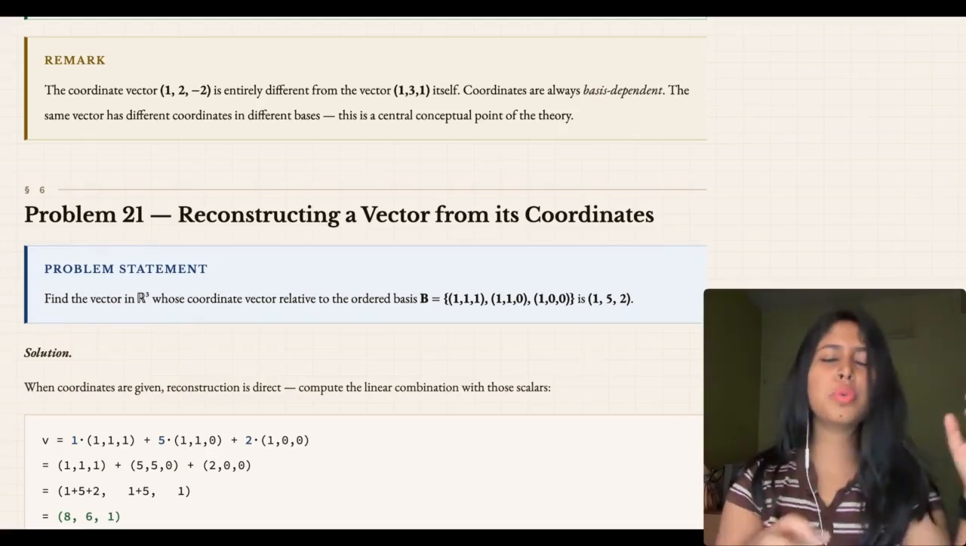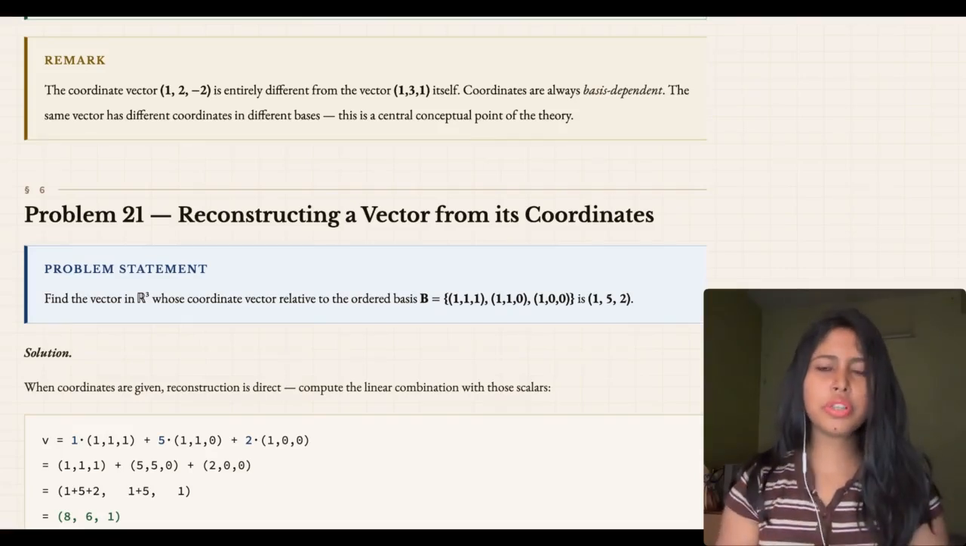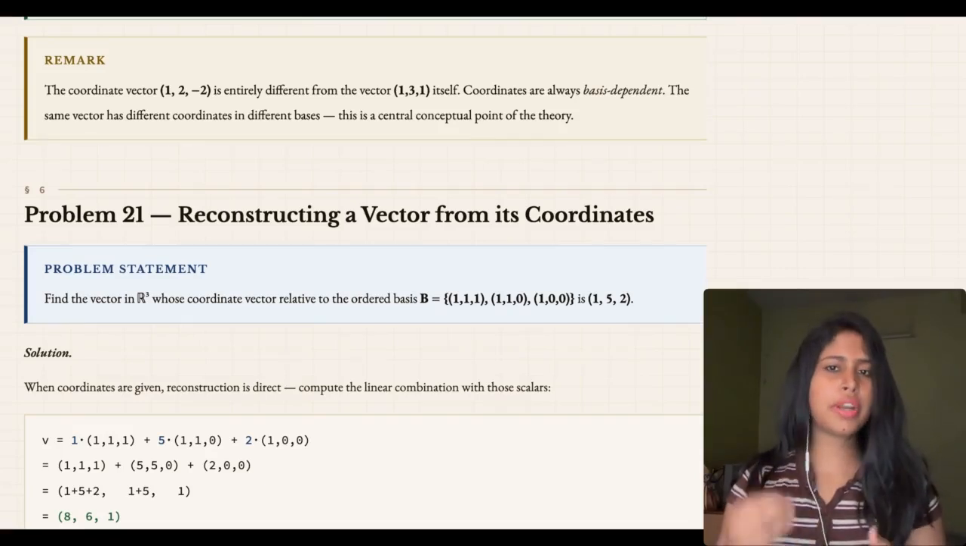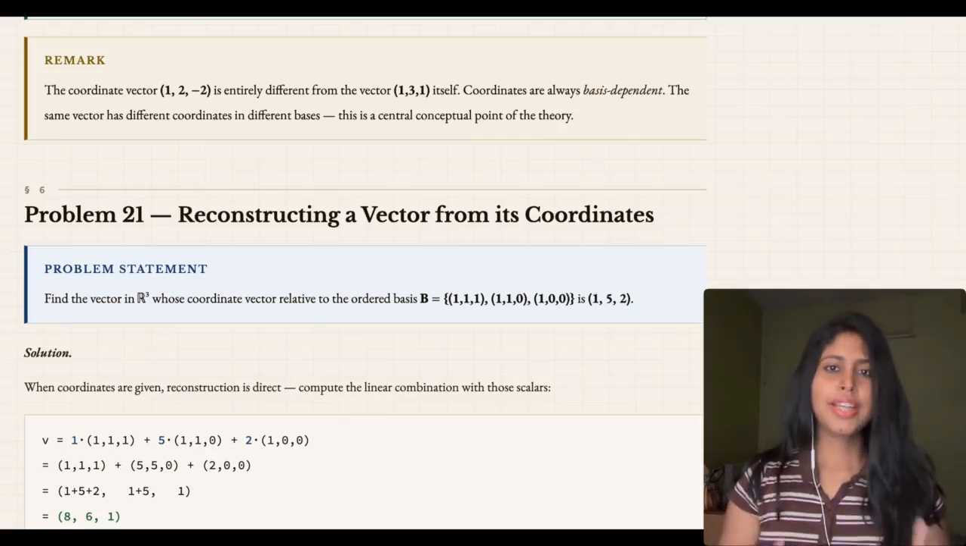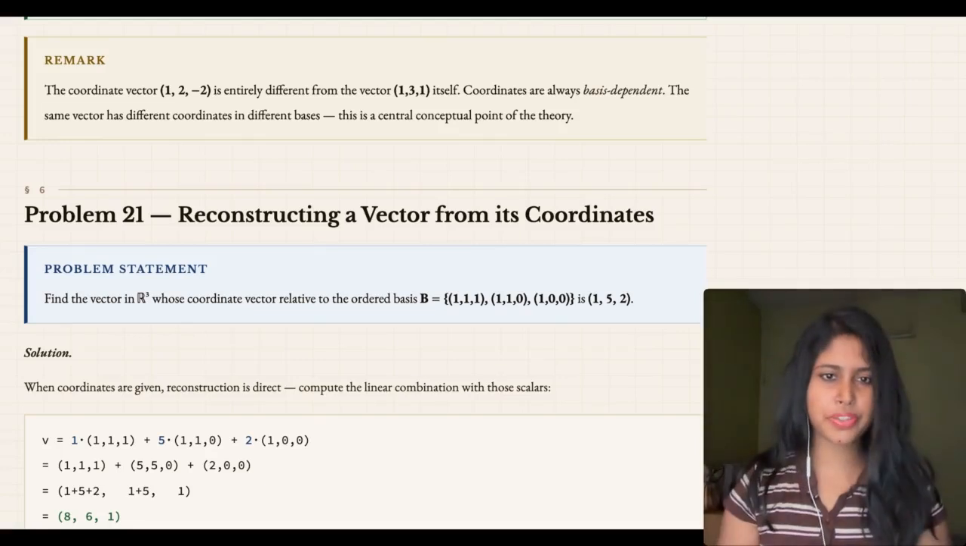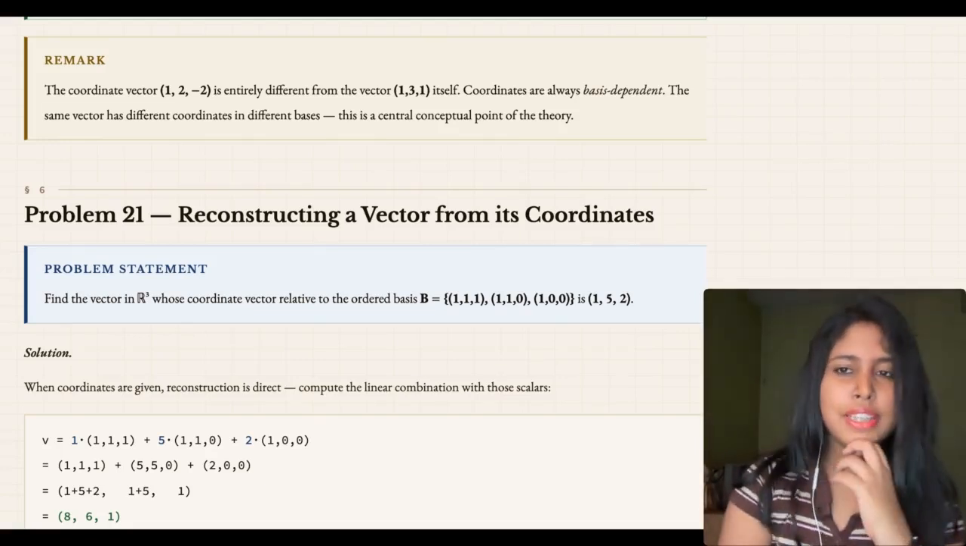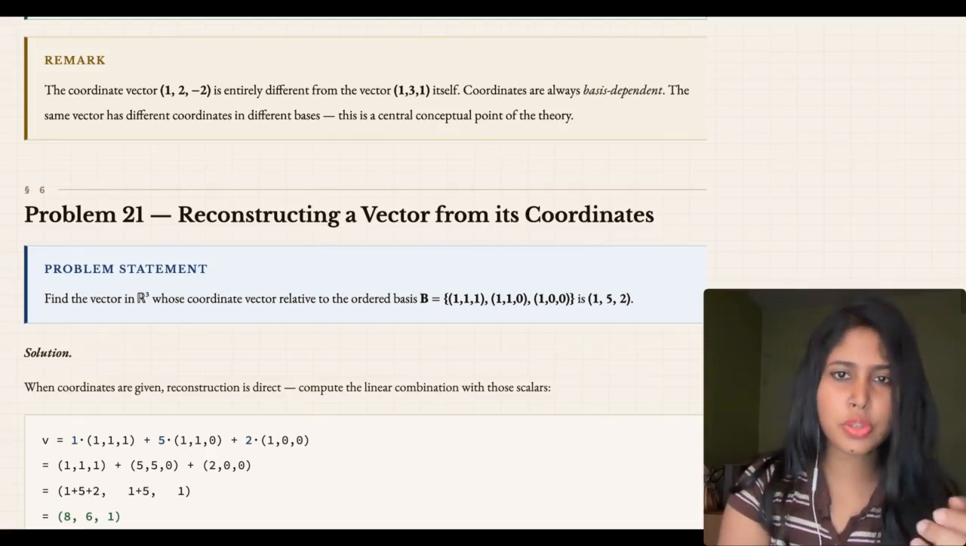Now, if you want a quick check of intuition, notice that these coordinates are not the same as the vector's components. Why? That's because we are not in the standard basis anymore. We are on our basis. This is not the standard basis as (1, 1, 1) like that, (1, 1, 0). So, anyway, coming to the next question.